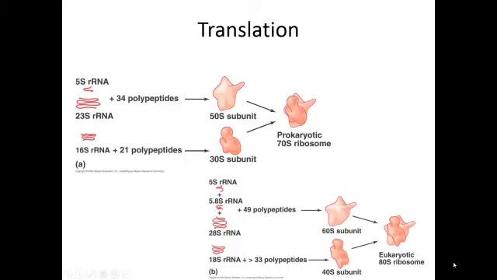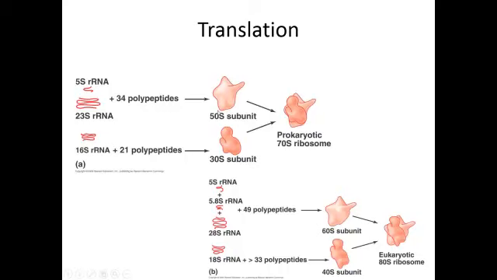Now on to translation. Before we actually talk about the process of translation, let's talk about the composition of ribosomes, starting with the prokaryotic ribosome. Let's start with the two subunits together to make the full ribosome. Prokaryotic ribosomes are 70S. They have a small subunit and a large subunit. When they are together, they are 70S.